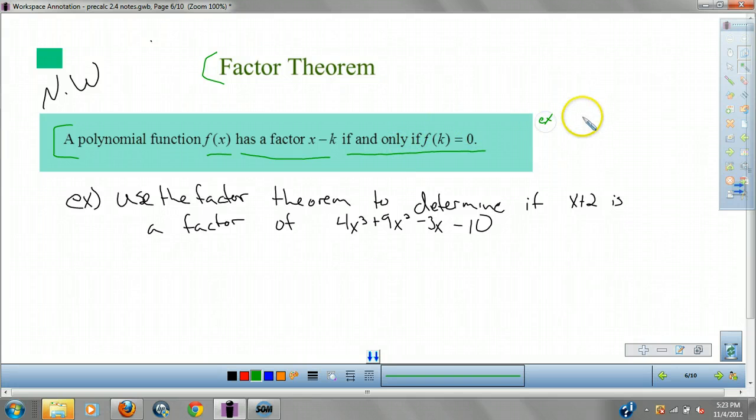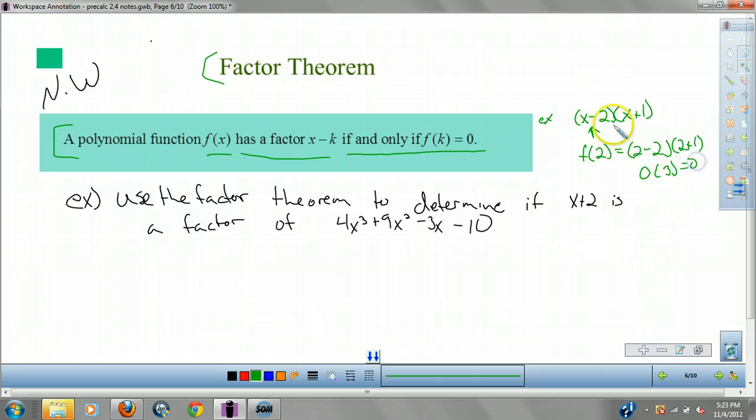For example, x minus 2 times x plus 1. X minus 2 is a factor because what's f of 2? It's going to be 2 minus 2 times 2 plus 1, which is 0 times 3, which is 0. So that's why we know x minus 2 is a factor: when k equals 2, x minus k equals 0. So we're going to use that to determine if x plus 2 is a factor of 4x to the third plus 9x squared minus 3x minus 10.